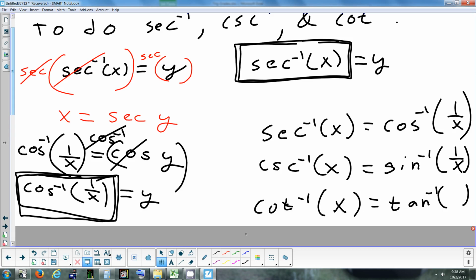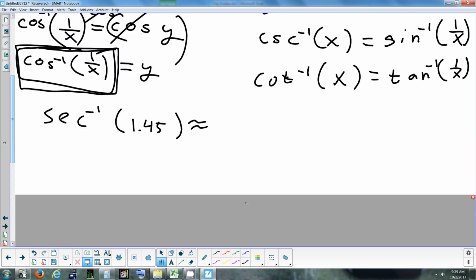So anytime you want to do inverse secant, inverse cosecant, or inverse cotangent, take what you want to find, the inverse secant or whatever it is, flip it, and then use the function that's related. Okay, it's like the reciprocal. All right, let's try that.